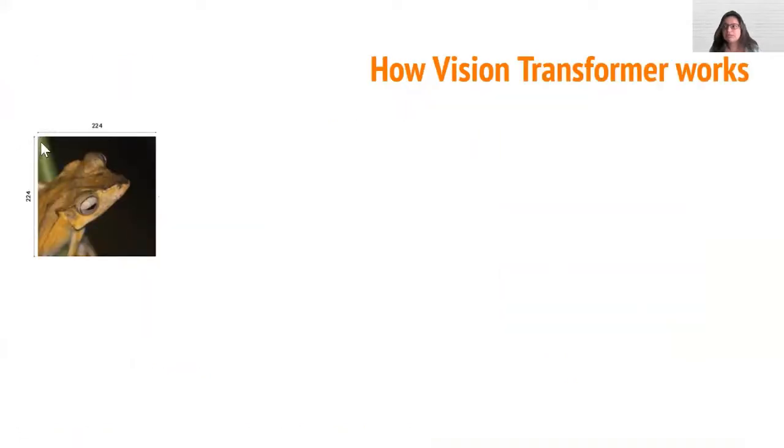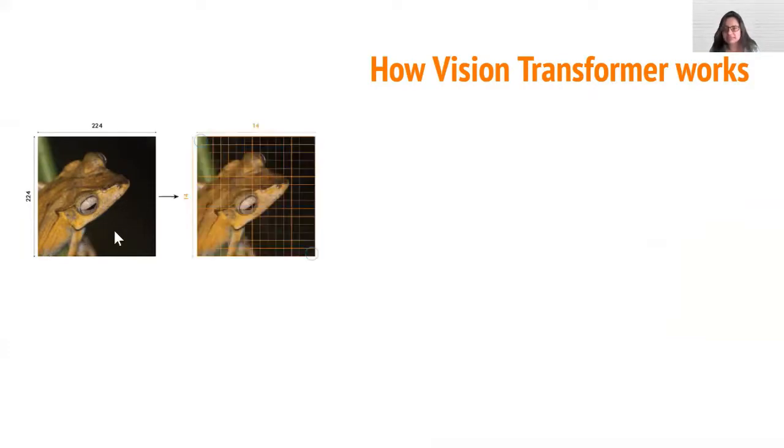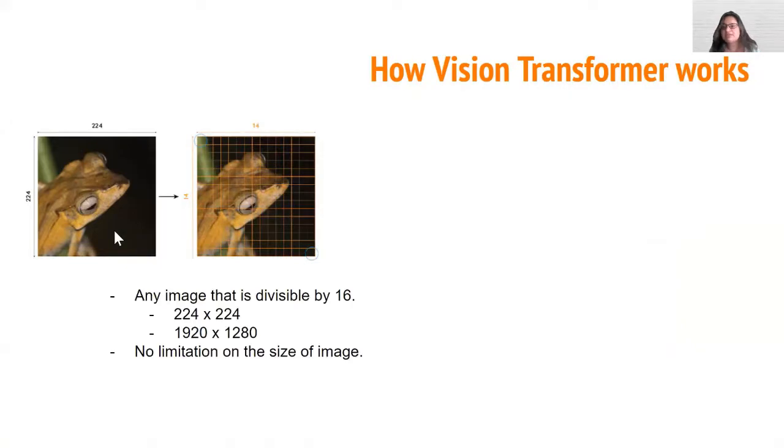This is our input image, 224 by 224. We split the input image into 16 by 16 patches. This gives us 14 by 14 patches. 224 divided by 16 is 14. And 14 by 14 is 196. So we have a total of 196 patches.